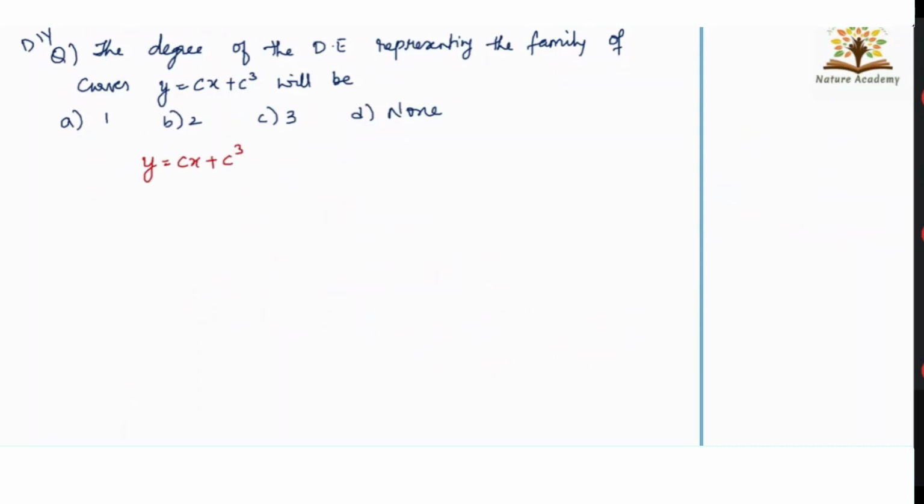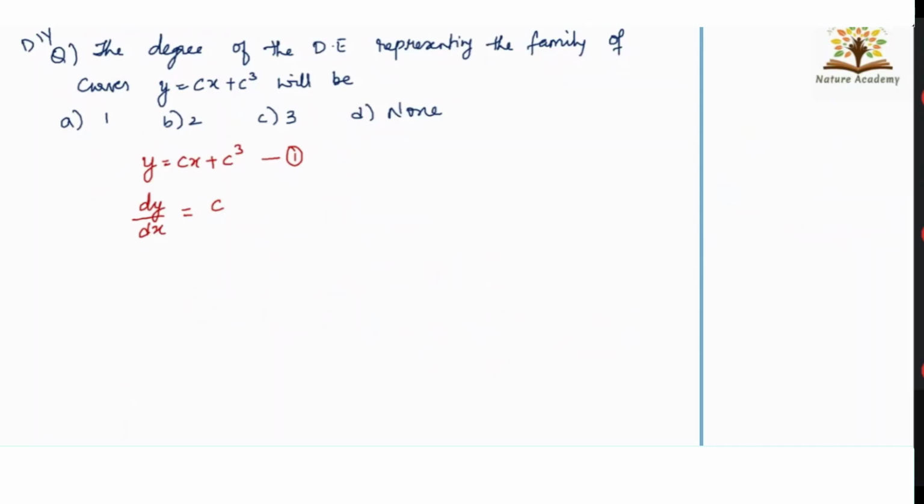So to find the degree, first you have to differentiate it, isn't it? I am giving you the clue. First differentiate it. You will get one differential equation. Then see what is the degree of the differential equation. Degree is the power of the highest order derivative. See, differentiate it. dy by dx will be equal to C. Let this be equation 1.